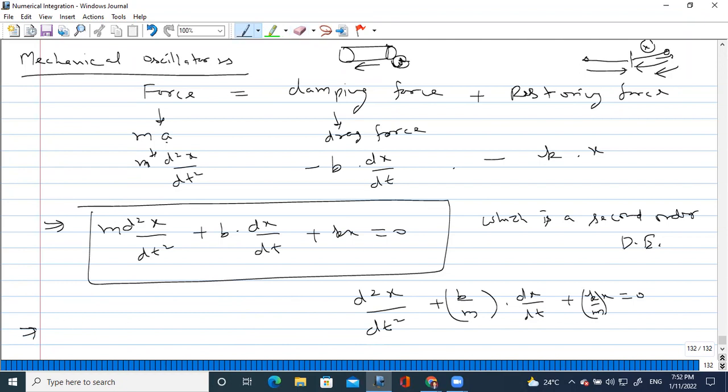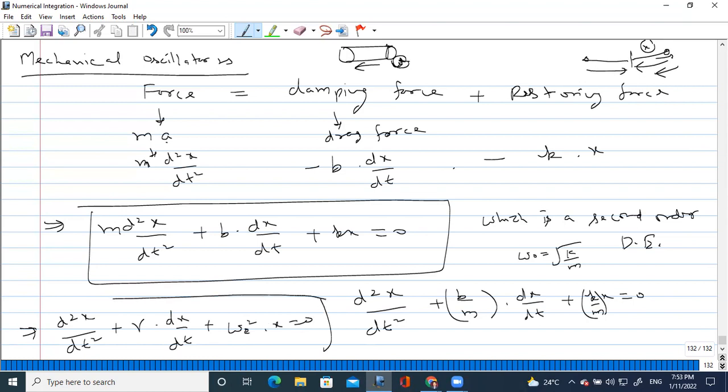So we can write it d2x by dt square plus b by m, suppose I am writing it gamma, into dx by dt plus k by m. I know that this is the angular frequency. Angular frequency omega is under root k by m. So k by m will become omega 0 square. So I can write it omega 0 square into x equal to 0. So this is the exact form of the second order differential equation for a mechanical oscillator.